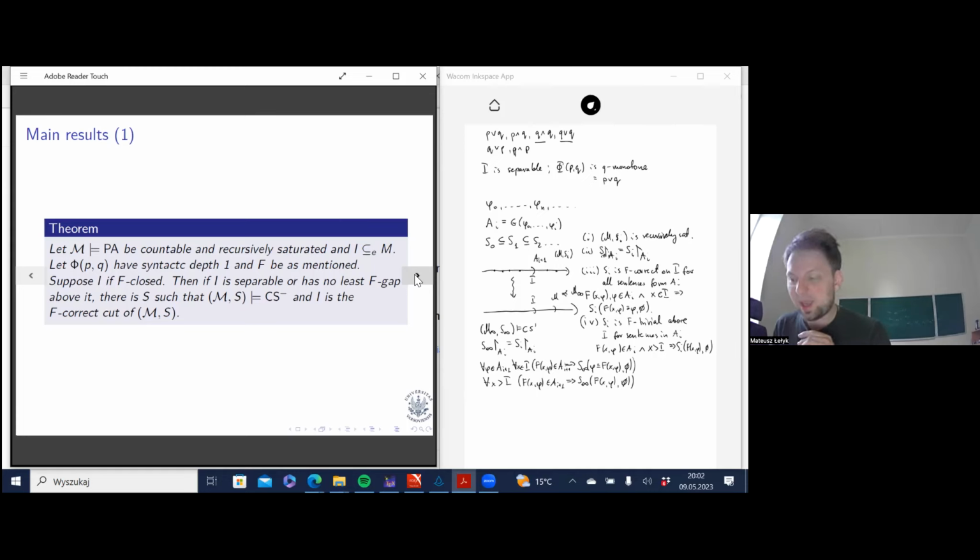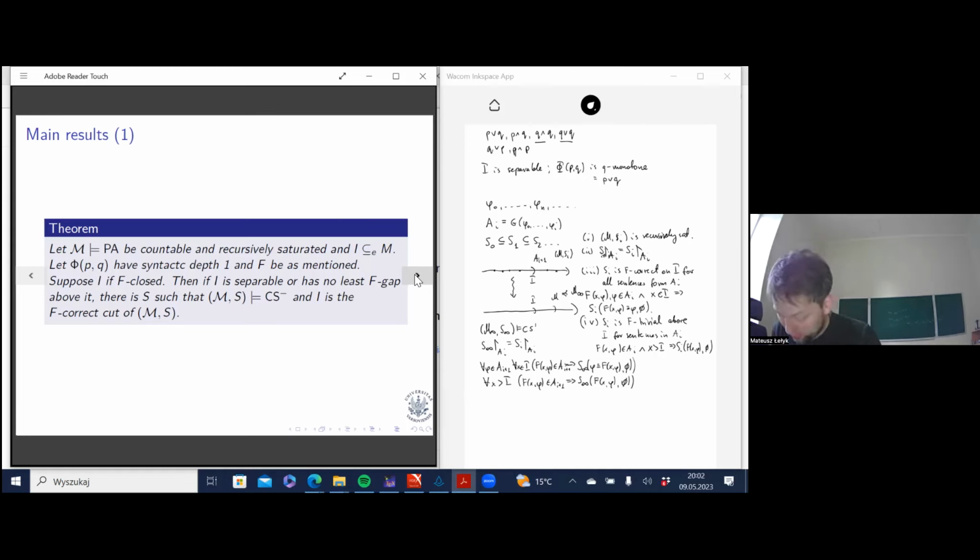Right? And then what we would like to do ideally is to pull this S_infinity back to our model M. One idea how to do it is to use resplendence.